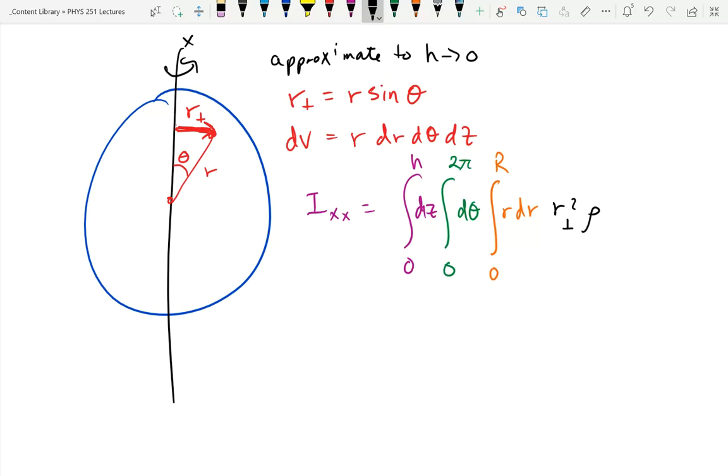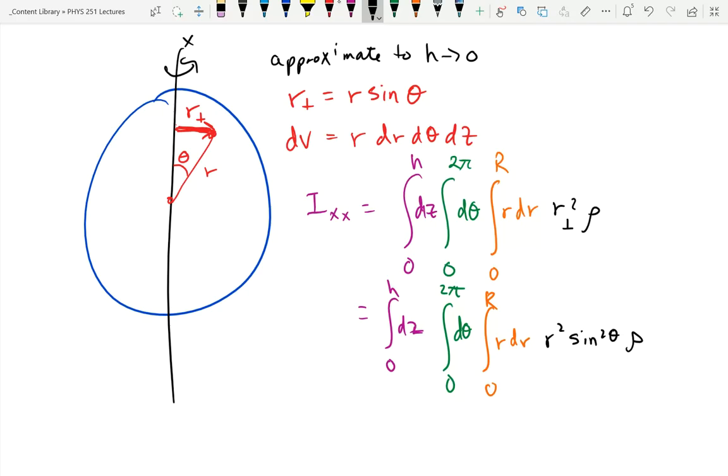But r perpendicular is not the same as it was last time, so this is where it changes. Now r perpendicular is r sine theta, which is a bit more of a pain. Now, I'll write this with the straight substitution instead of jumping one step ahead. So I have r squared sine squared theta, because I have to square r sine theta, times rho.